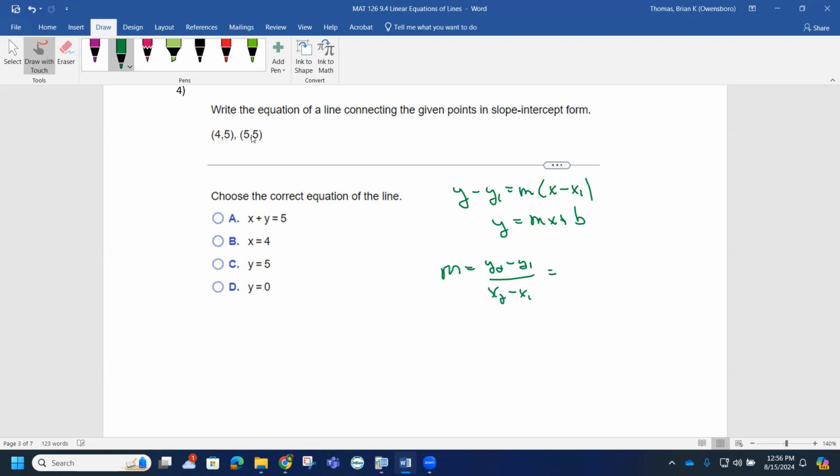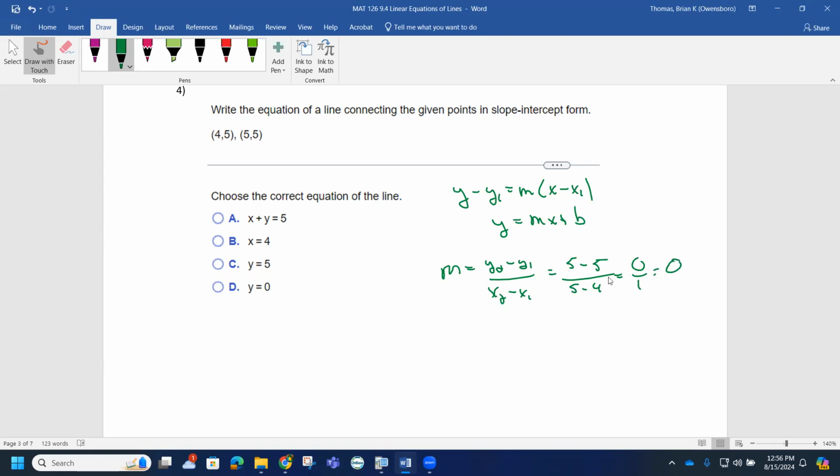So again, the change in the y's. So y2 minus y1, so 5 minus 5, if you will. There's no change, that means it's 0. And then 5 minus 4. So 0 over 1. Remember, 0 over 1 is 0, because if you start with 0 and divide it into one person, that person still just gets 0.